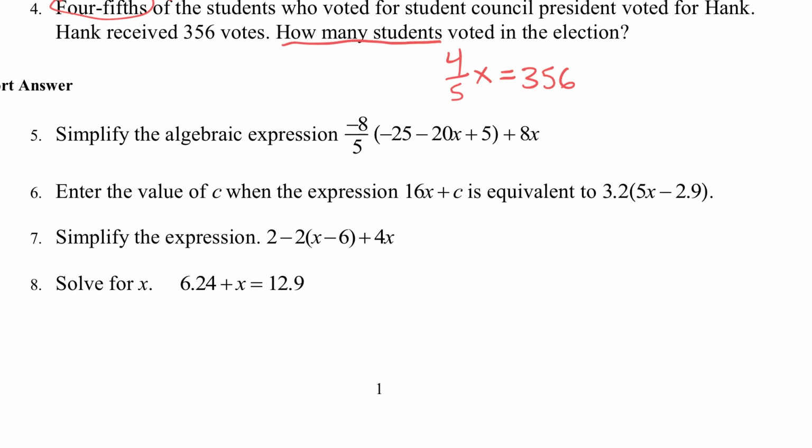Okay, here, enter the value c when the expression 16x plus c is equivalent to 3.2 times the quantity 5x minus 9. Okay, well, we got to find out what c is. So what I'll do is I'll copy this.